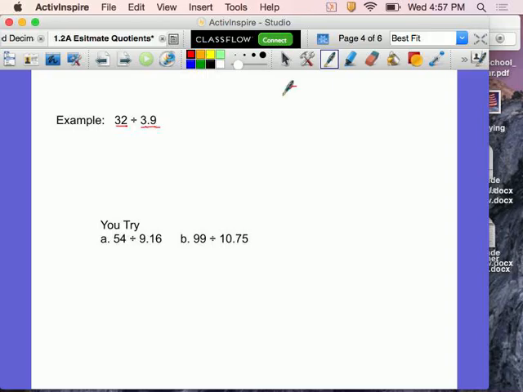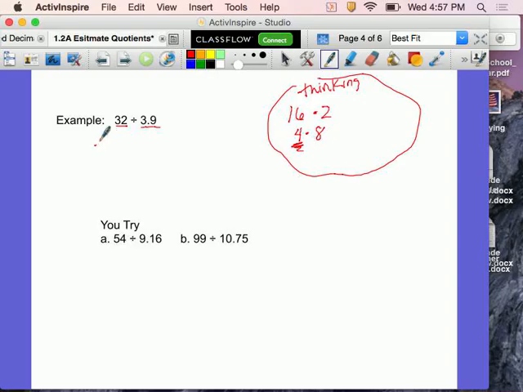So kind of in my head over here, I'm thinking, well, I know that 32 is 16 times 2. I know that it's 4 times 8. Okay, and then I can see, look at there, 4 is really close to 3.9. So that means I can leave 32 there and just change 3.9. So I'm going to estimate that it's about 32 divided by 4, which is about 8.